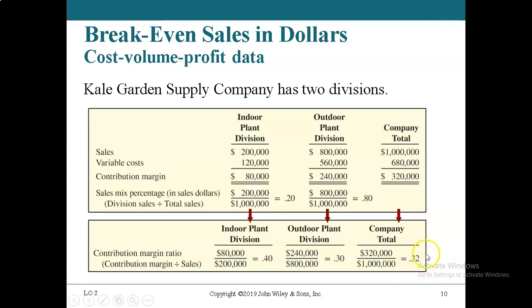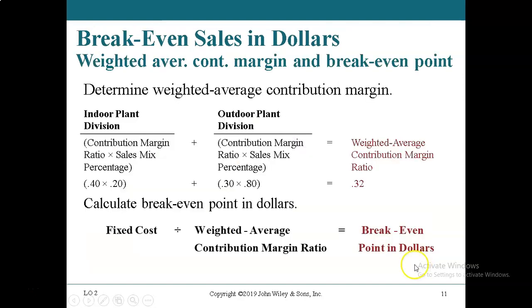Okay, so this is called the weighted average contribution margin ratio. And it's important because you need this number to do break even, target profit. You need this number to do everything that we're learning in this chapter. And how do you get this number? Well, we take the contribution margin ratio for indoor. Remember, you sell indoor 20% of the time, plus the contribution margin for outdoor. Remember, you sell that 80% of the time, so that's 0.32. This is called the weighted average contribution margin ratio.